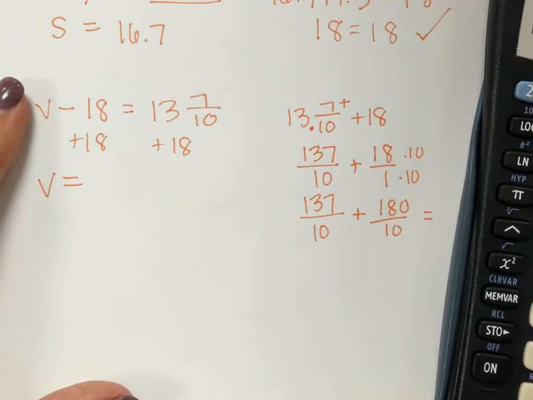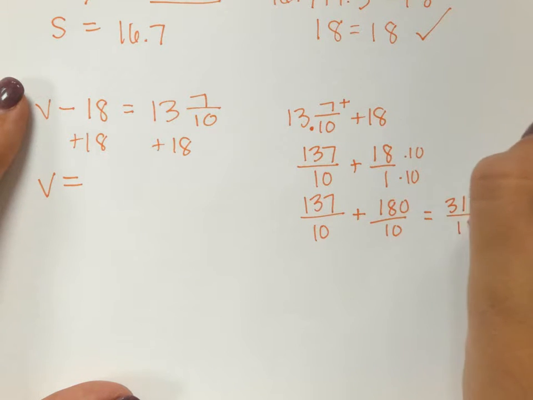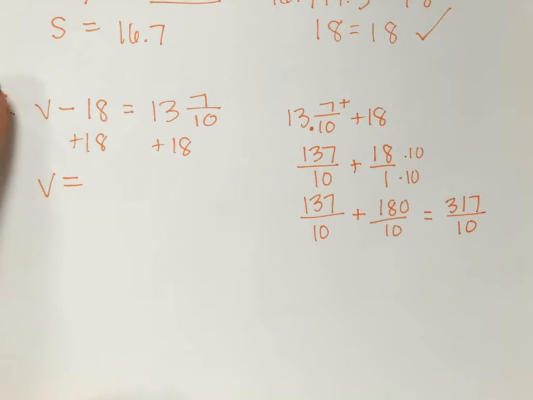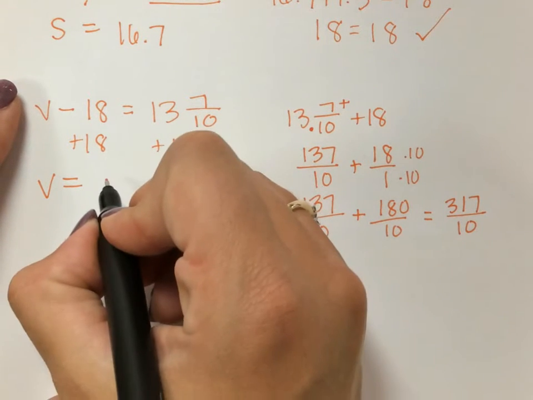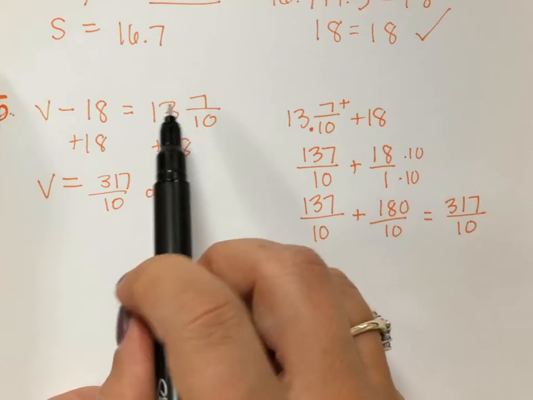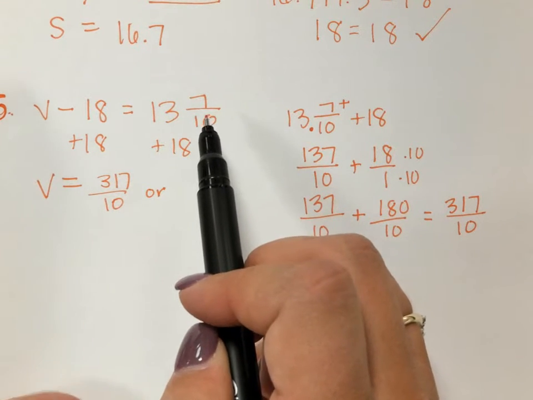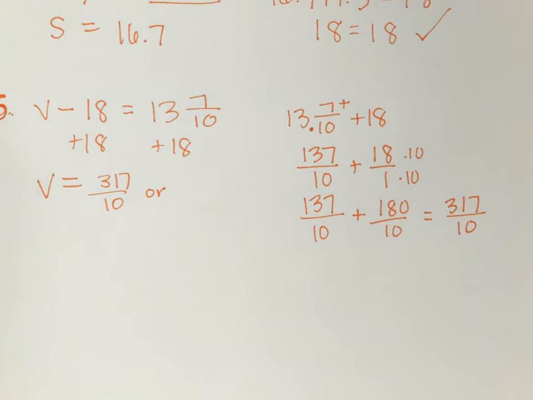137 plus 180. 317 over 10. So v equals either 317 over 10, or since my original problem had it as a mixed number, that normally tells me that I need my answer in a mixed number. Okay. So if they don't specify what they want your answer in, you should always put it in however they gave it to you to begin with.